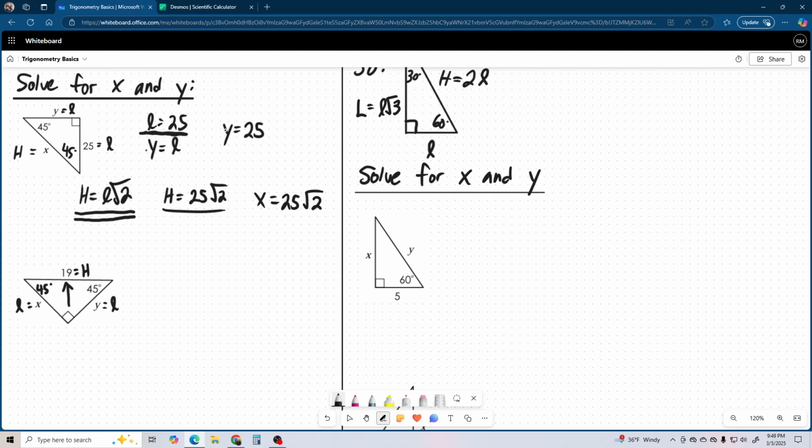So let's use our formula, right? Our formula here is that our hypotenuse equals our little leg times the square root of 2. Now, what do we know in this case?